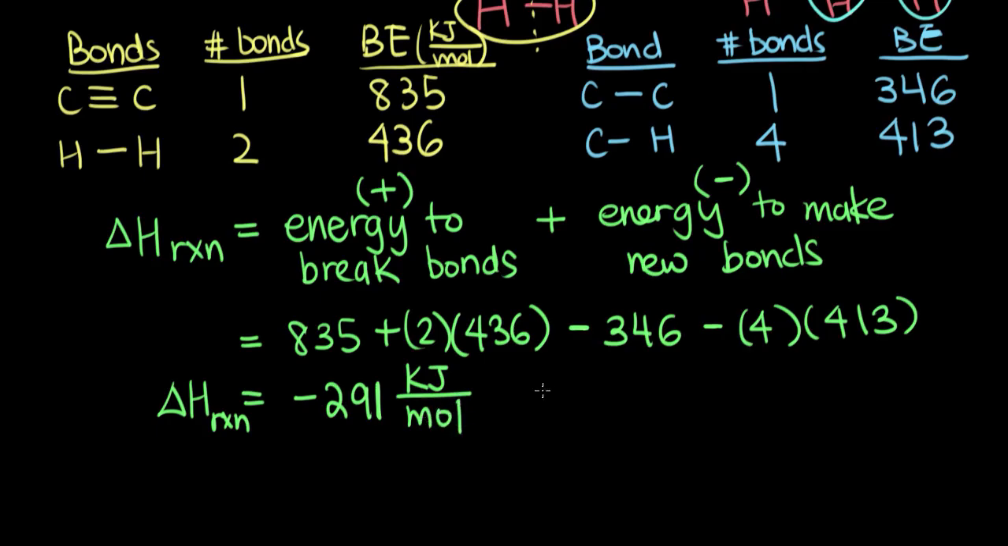We can see that this overall reaction releases energy because delta H is negative, so it's exothermic. And that's how you can use bond enthalpies to calculate delta H of reaction.